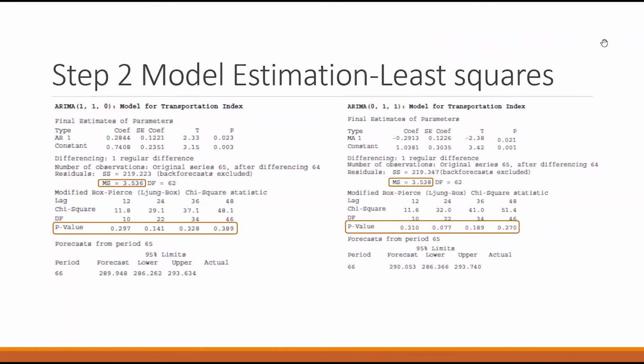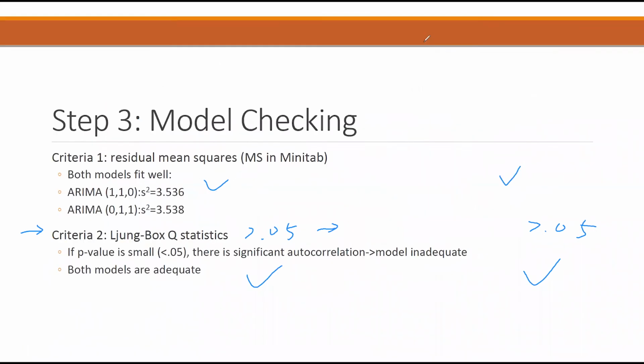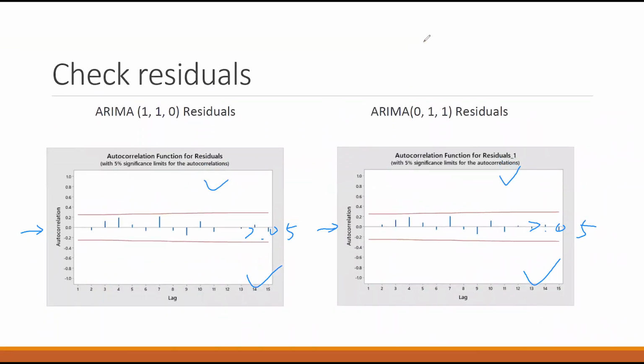There we go. In the output, it gave us the chi-square test up to lag 48. And by looking at the p-values, all of them are higher than 0.05, meaning that there's no autocorrelation in the residuals. And therefore, both models are adequate. And based on the MS criterion, the two models are virtually the same. And therefore, it's okay for us to use either model for forecasting. And that leads us to the one last step, which is to check the residuals. We're okay with both criteria.